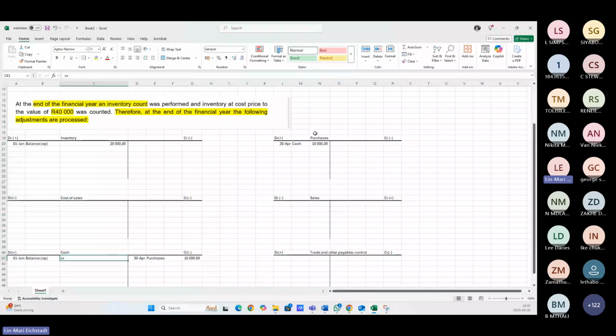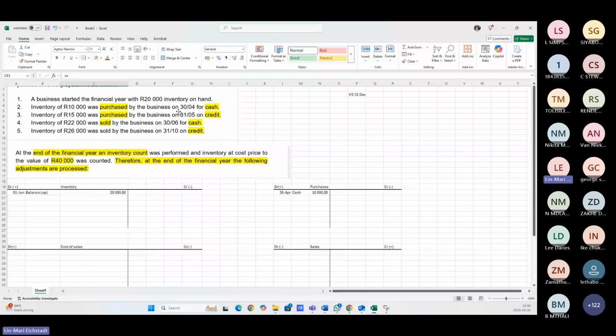Then we purchased inventory again on the 31st of May on credit, meaning that our purchases account again increases on the 31st of May, but this time it's on credit, right? This is a trade payable. Maybe I'll just put TP in here. Trade payable, and that amount that we purchased the inventory for is 15,000 as per the example.